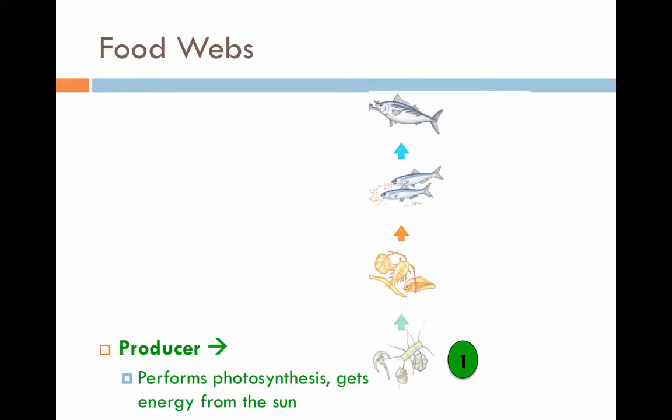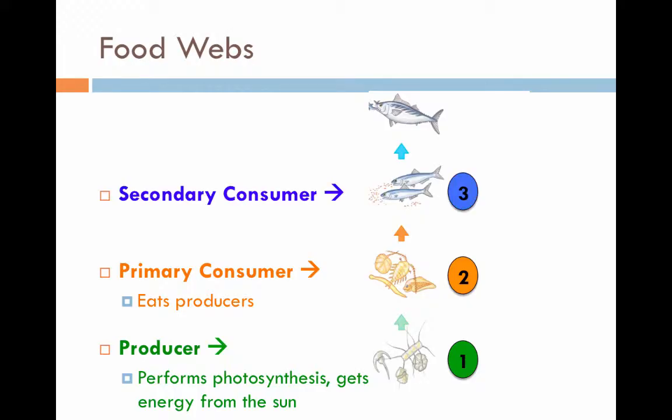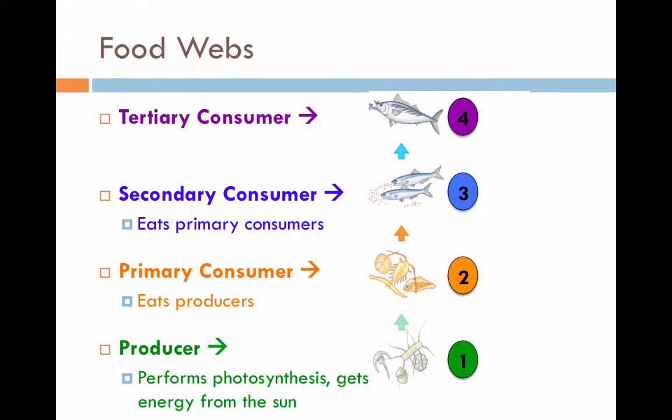They get all of their energy from the sun, and through the process of photosynthesis, they convert it into glucose or sugar in their bodies. Then a primary consumer eats a producer. The primary consumer is the second level of every food chain or food web. Then a secondary consumer is the third level because it eats the primary consumer. Then you draw an arrow and you have a tertiary consumer, which is the fourth level because it eats the secondary consumer. This is always the order, and this is always the numbering.